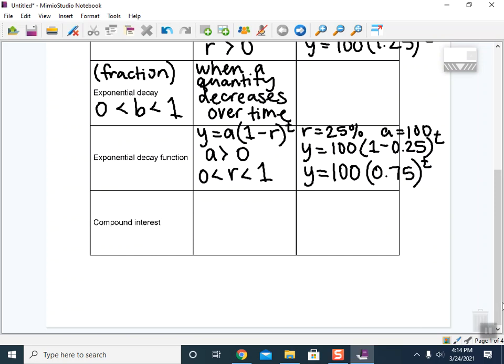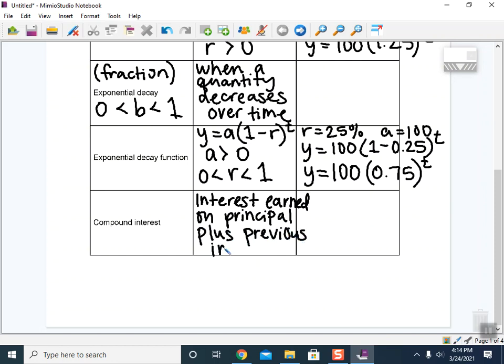Compound interest. So compound interest is interest earned on principal plus previous interest. So this is when we talk about how we earn interest on top of interest. It's interest earned on principal plus previous interest.